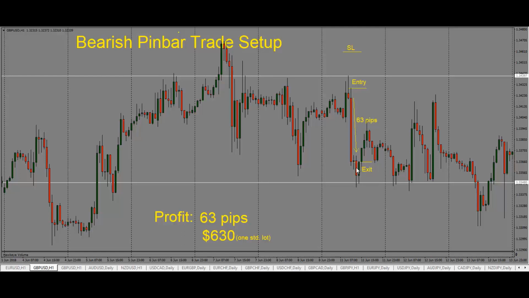Once we see this, our railroad tracks reversal setup, which means we have a bearish candle, and immediately following that we have this big bullish candle here. This is a good time for us to exit the trade. From entry to exit here, we get 63 pips in our trade. So our profit is 63 pips or $630 if trading one standard lot.